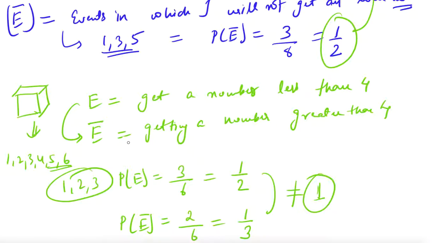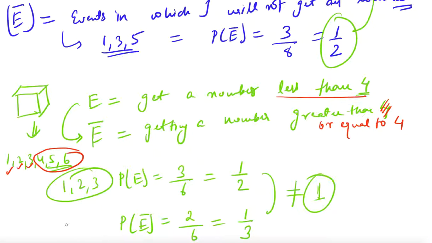Why? Because see this carefully. Our event E is to get a number less than 4. So what will be our E bar? See this very carefully. E is getting a number less than 4, so E bar will be getting a number greater than or equal to 4, right? Because 4 is not less than 4, it is equal to 4. Since our event is getting a number less than 4, that is 1, 2 and 3, the remaining set of things is my E bar, which will be considered as a number greater than or equal to 4.